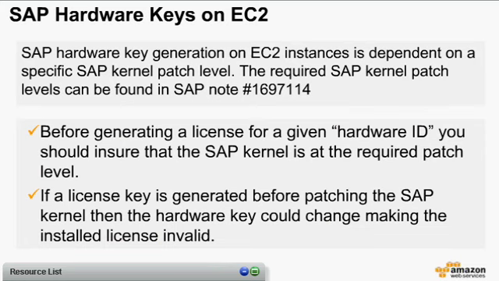Hardware keys. Hardware key generation is determined. The hardware ID that SAP uses to determine the license key is retrieved from an internal Amazon service, and its authenticity is checked using a signature that's also retrieved from there. There's a specific patch level built into the SAP kernel that's required for this functionality to work.